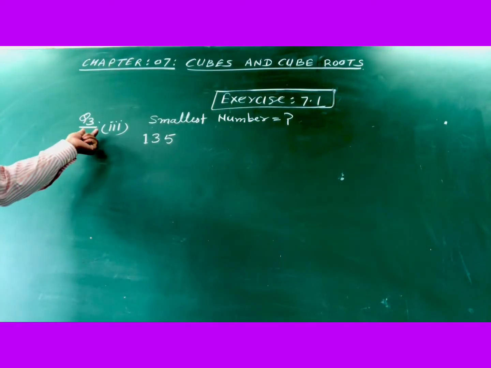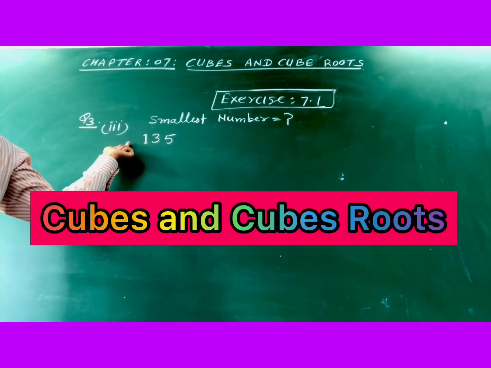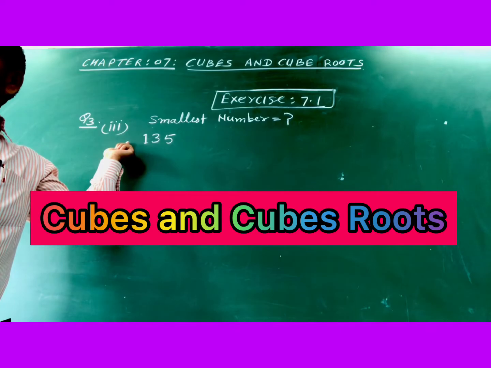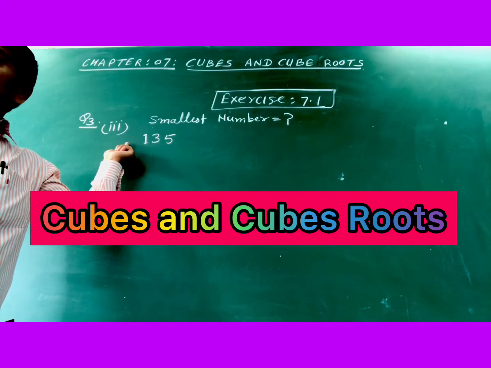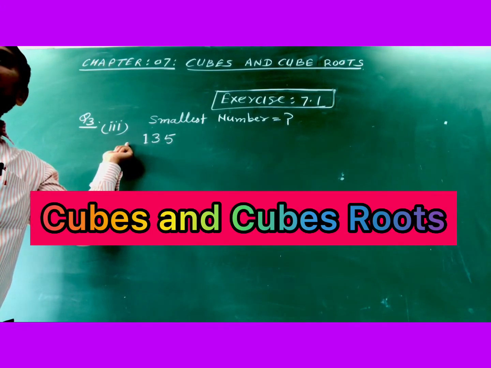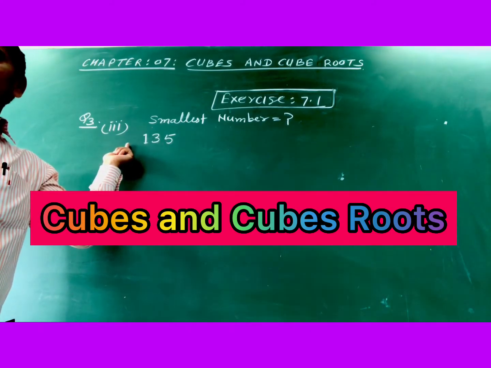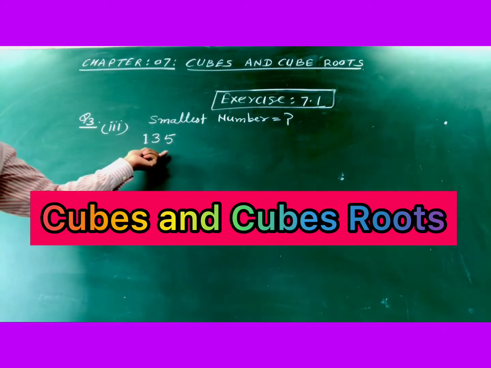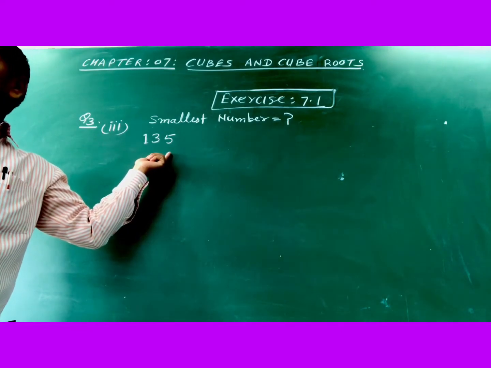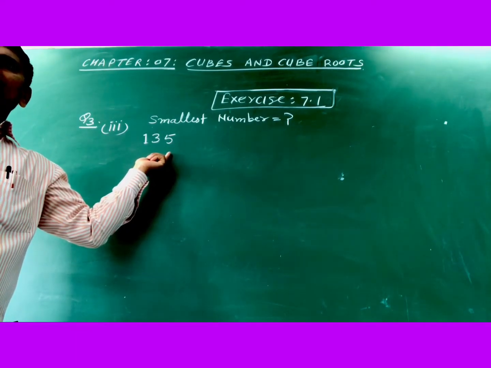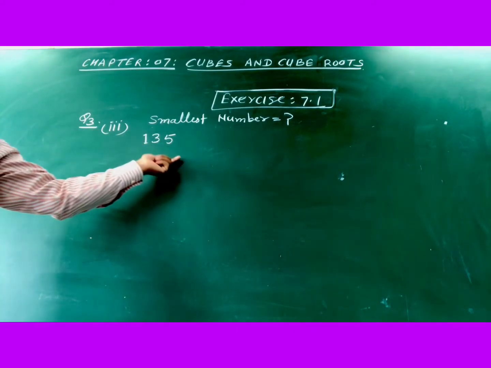See, this is question number 3, and it says: find the smallest number by which we divide the number so that we get a perfect cube after dividing. So what is that smallest number? First of all, how can we find this number and what is the procedure? First, you will find the factors of 135. This is the third part of question number 3.